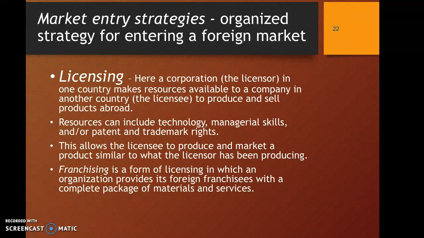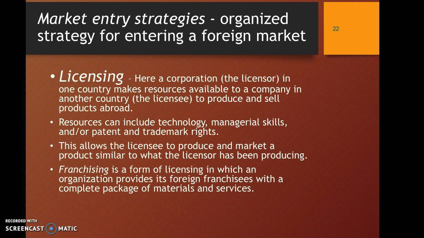Another one is licensing. So here we might have a corporation who would be known as the licensor. They make their resources available to a company in another country known as the licensee. So only that licensee is allowed to produce and sell the products. They may offer resources such as technology, patent, trademark rights. And basically the licensee can produce the product that the licensor has been producing.